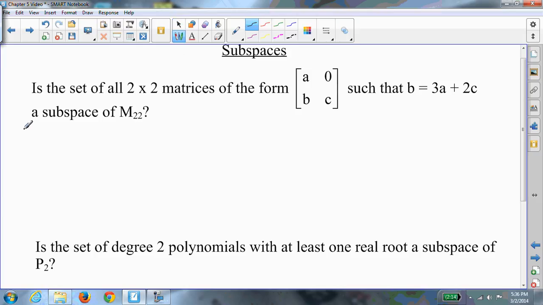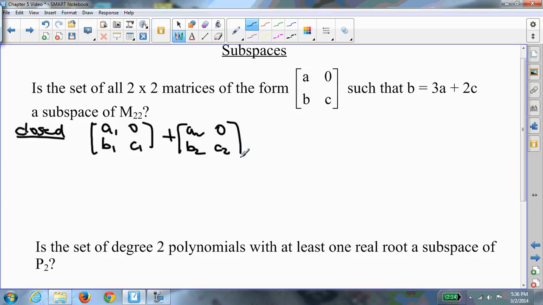So basically, I want to focus on the idea of closed. If I take two matrices, (a1, 0, b1, c1) and add it to (a2, 0, b2, c2), we'll assume normal addition and scalar multiplication for our matrices, I get (a1 plus a2, 0, b1 plus b2, c1 plus c2). But I want to make sure that even after I add them, this property here is still true.